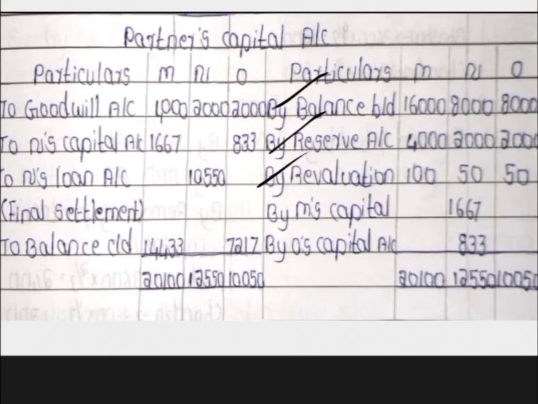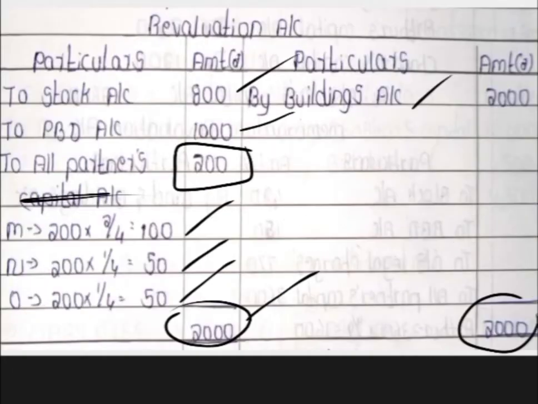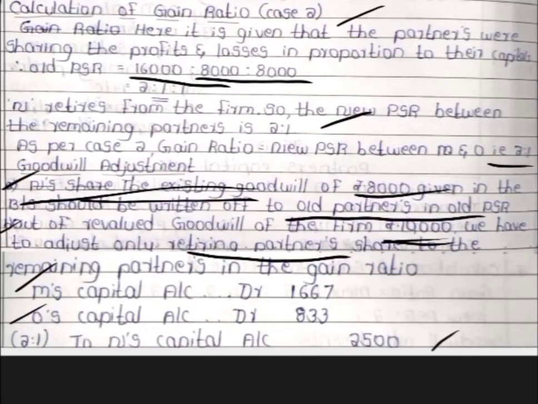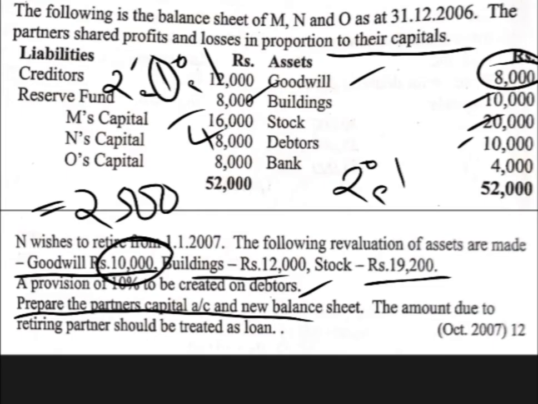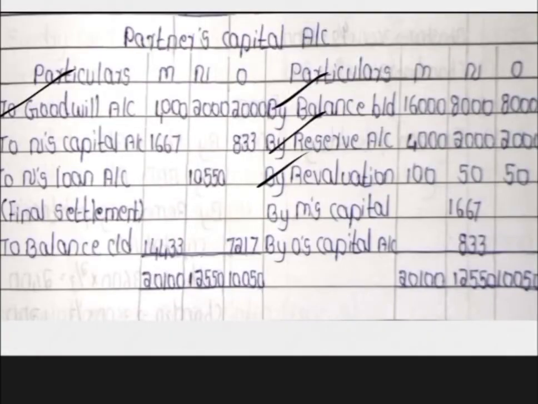Then the entry will be with regard to goodwill adjustment. So first goodwill adjustment, as I said, it should be written off to all partners capital account. The entry is all partners capital account debit to goodwill account. The existing goodwill given in the books is how much? One minute, let me check. It is 8,000. So it should be written off to all partners capital account in the 2:1:1 ratio. So 4,000, 2,000 and 2,000.